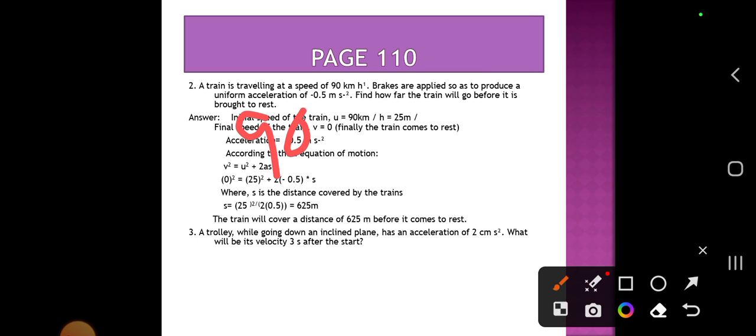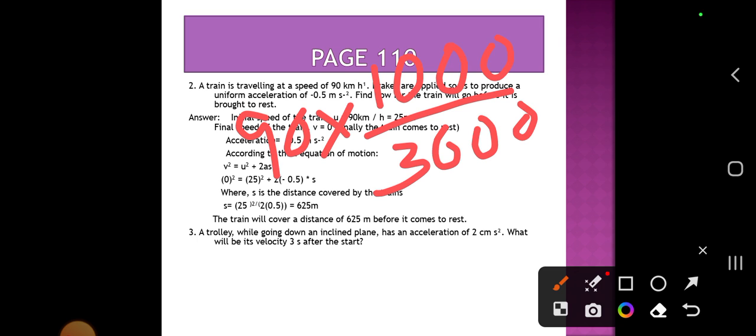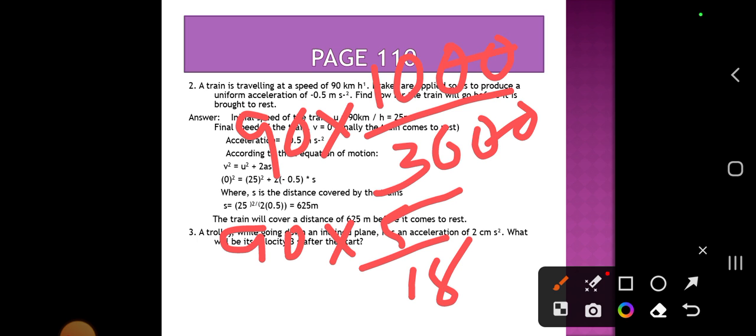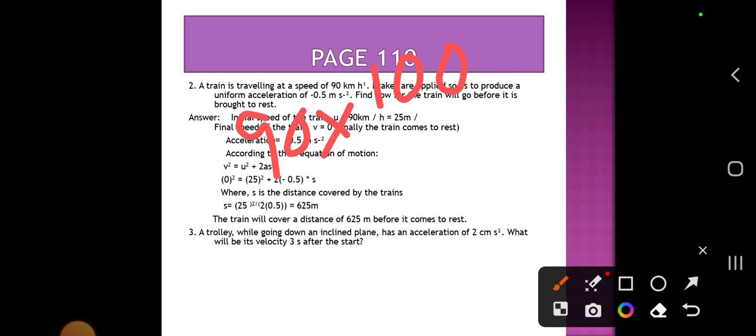You can check here, 90 multiplied by 1000 over 3600. As I also said, you can directly put 90 multiplied by 5 upon 18. 18 times 5, so you will get 5 multiplied by 5, then 25 will be the answer. So 25 meter per second.